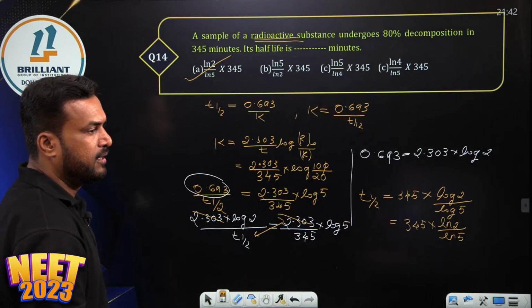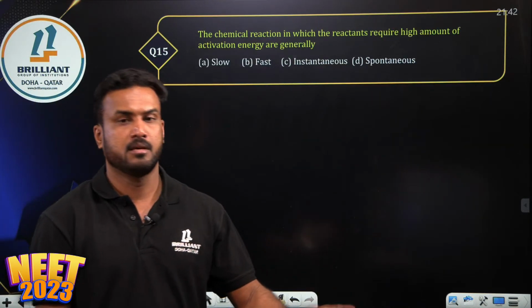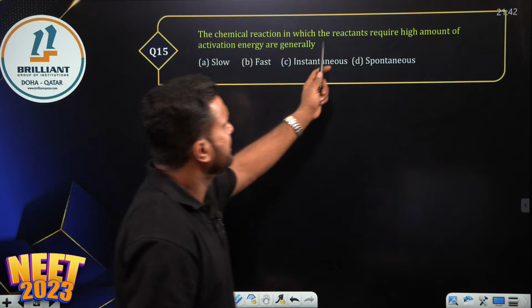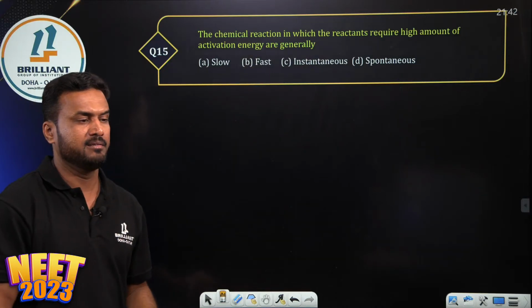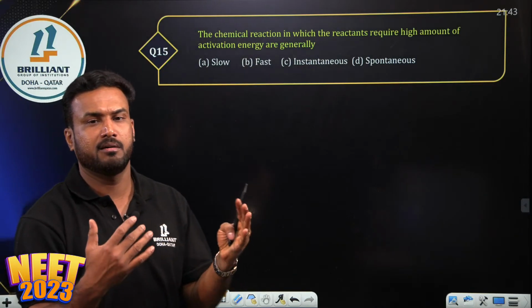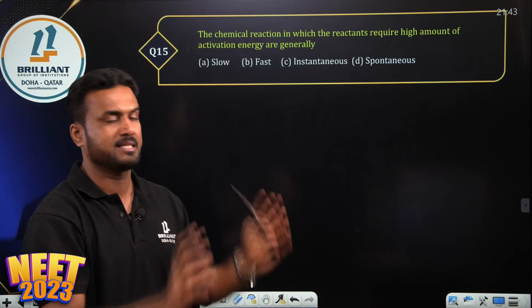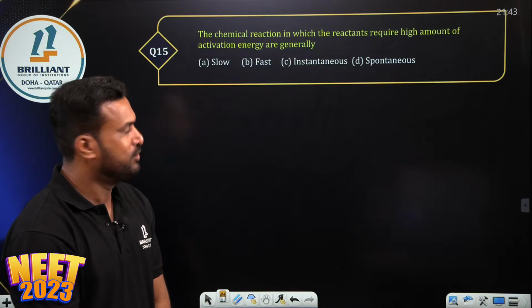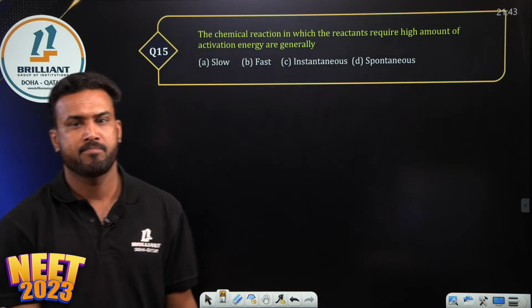Okay. Now question 15. Question number 15. The chemical reaction in which reactants require high amount of activation energy are generally. The last few questions were completely numerical. Now this is a theoretical one, so you can relax with the question. Now you tell. I will wait for your answer. This one you should tell. It's a direct question.